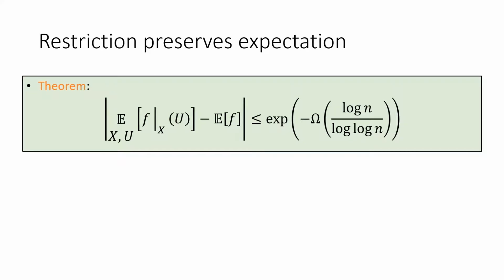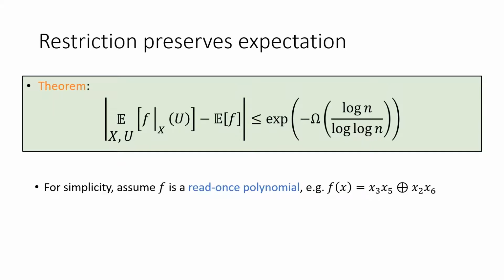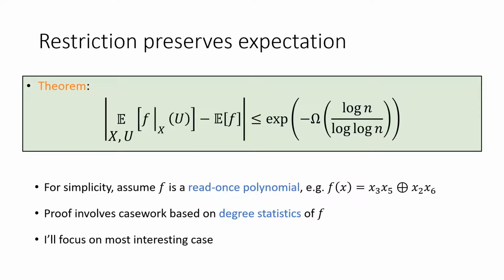Unfortunately, the proof of this theorem is pretty complicated. For simplicity, assume f is a read-once polynomial, right? Or in other words, a parity of ANDs of variables. Like I said earlier, this assumption is essentially without loss of generality. The proof of the theorem involves a lot of casework, where we do one thing if there are a ton of low-degree terms, and we do a different thing if there aren't so many low-degree terms, etc. For this presentation, I'll just focus on the parts of the proof that I think are the most interesting.